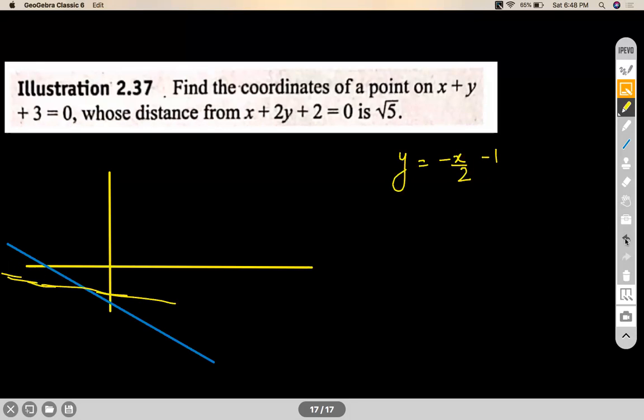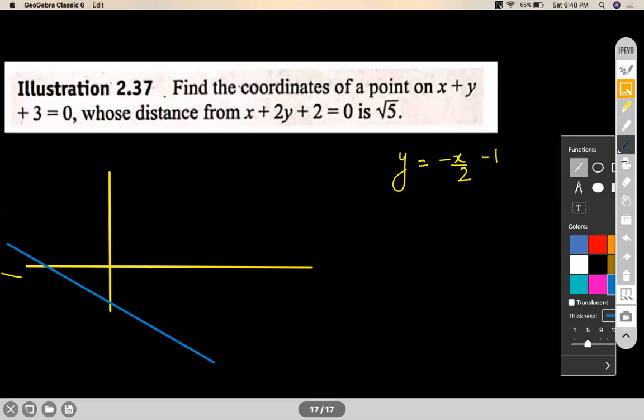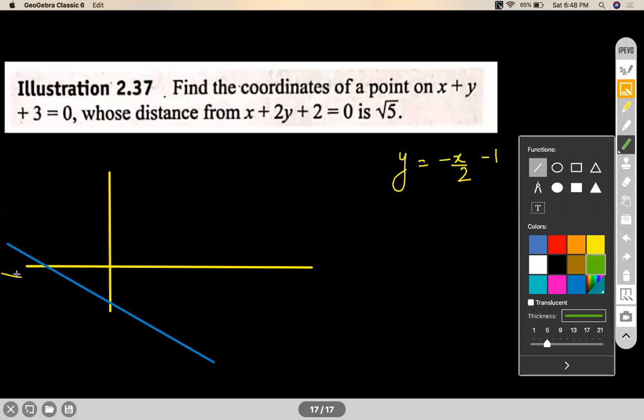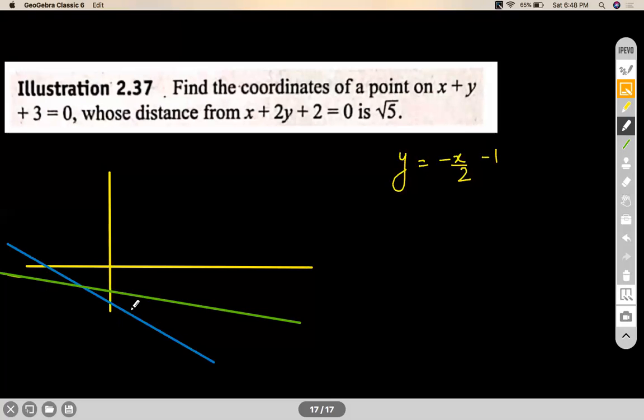Let me draw with my tools. Somewhat like this. Now they're asking you which are the 2 points which will be at a distance of root 5 from it. So let's say there could be a point on this side. And there could be a point on this side. So absolutely correct. So Swaraj, it seems correct that there could be 2 points. Let's say I call this P and I call this Q.